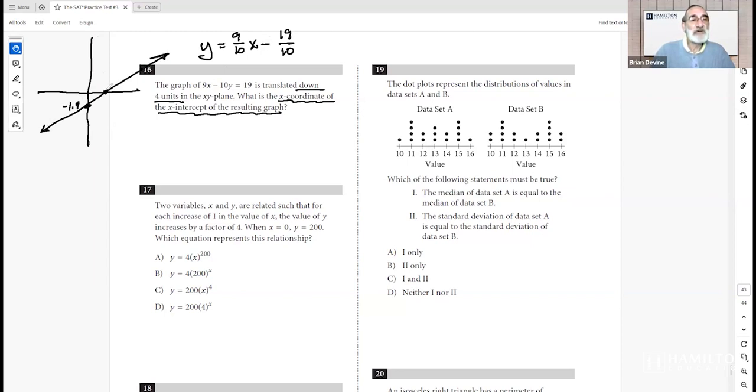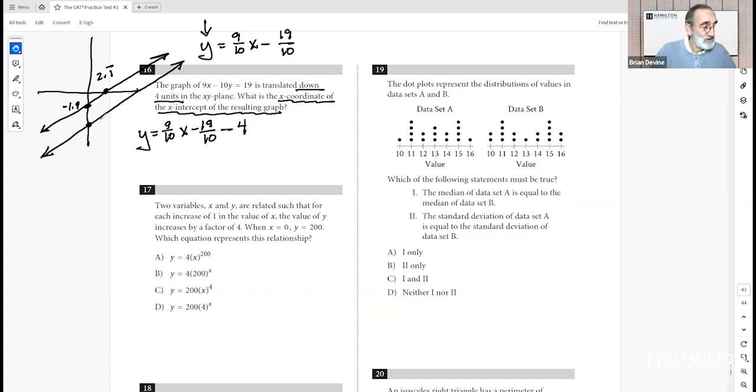Now I can find what that x-intercept would be. That's going to be like 2.1 repeating because I can set y equal to 0 in the original equation. But the new equation is translated down. So in effect, what I did is I took y equals 9/10 x minus 19/10, the original line, and I just took 4 away. I moved the y-intercept down 4.